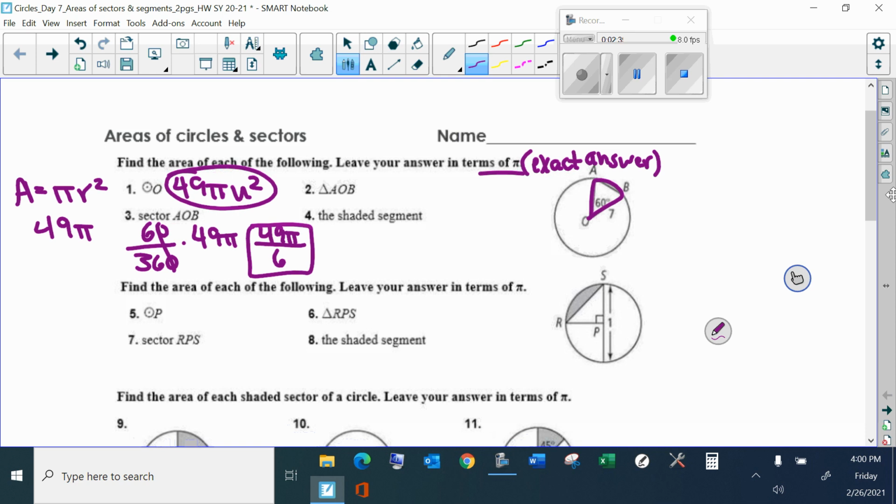Now, area of the triangle. Remember these are called radii, so all radii are congruent. So the first thing I should think when I see an isosceles triangle is that base angles are congruent. Since I already have 60 out of the 180, I have 120 left, divided by 2. Since they're both equal, I'm down to 60 degrees. So this now is an equilateral triangle. All angles are 60 degrees. Okay, and I draw myself an altitude, 90 degrees.